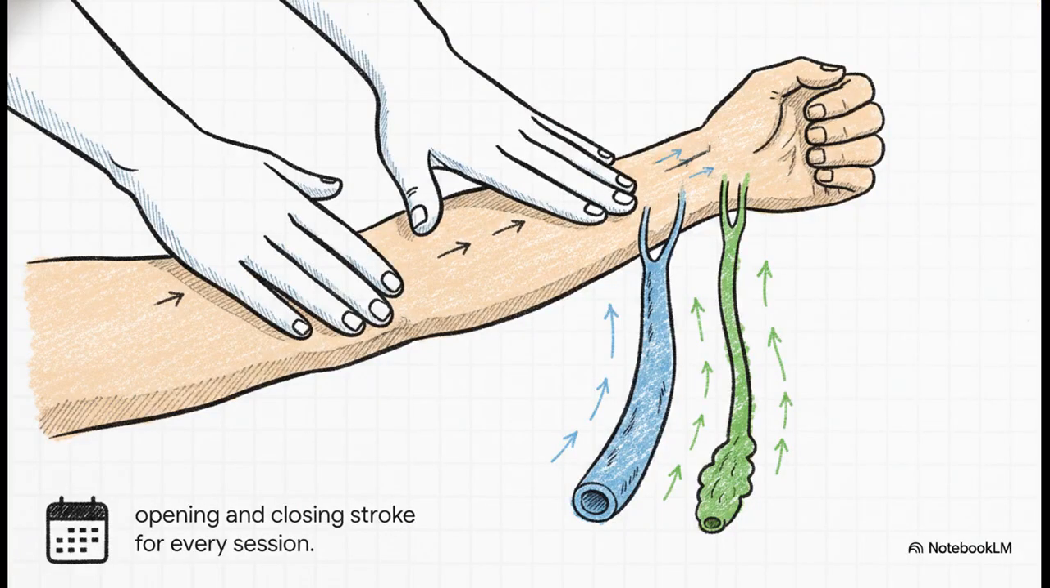Let's talk about Effleurage. This is a firm, deep gliding stroke using the whole palmar surface of your hand, and you need to mold it perfectly to the anatomical contour of the part. It is always directed distally to proximally. Think of this as the mandatory opening and closing stroke for every single session. Its primary job, to mechanically assist venous and lymphatic return.